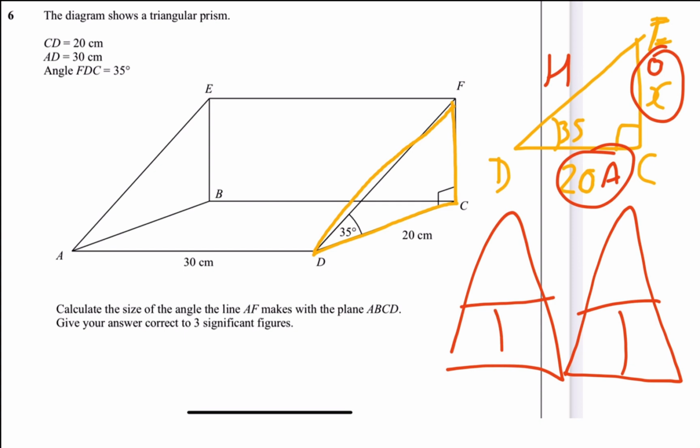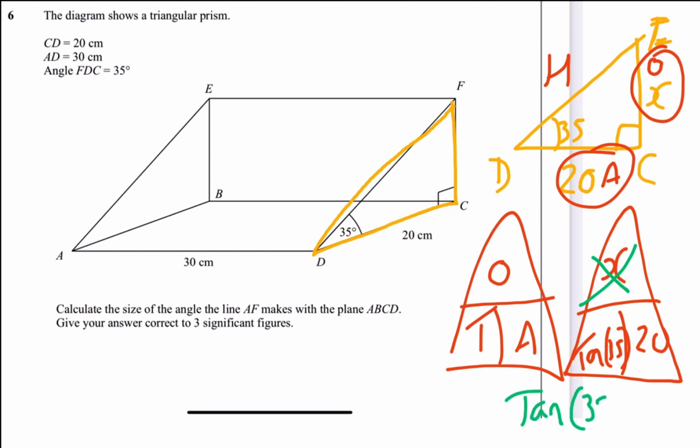If we're going to use tan, it's TOA. It's tan of 35, don't forget brackets. Tan of 35, the opposite is X, and the adjacent is 20. And if we take our hand and cover the X, we end up with tan, bracket 35, close bracket, times 20. So we get an answer of 14.004 centimeters, which is your height of FC.